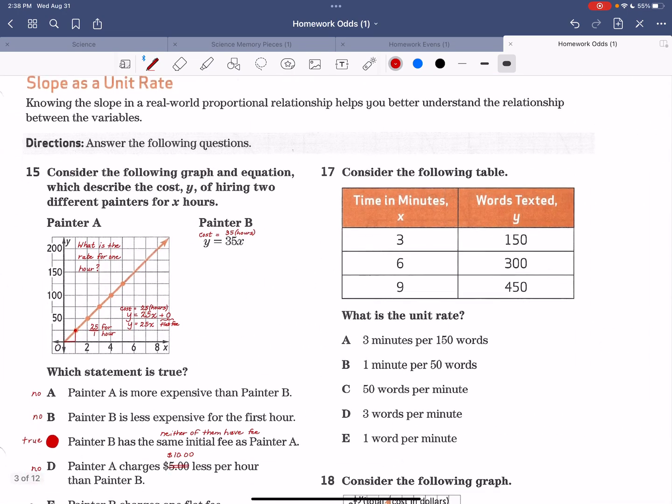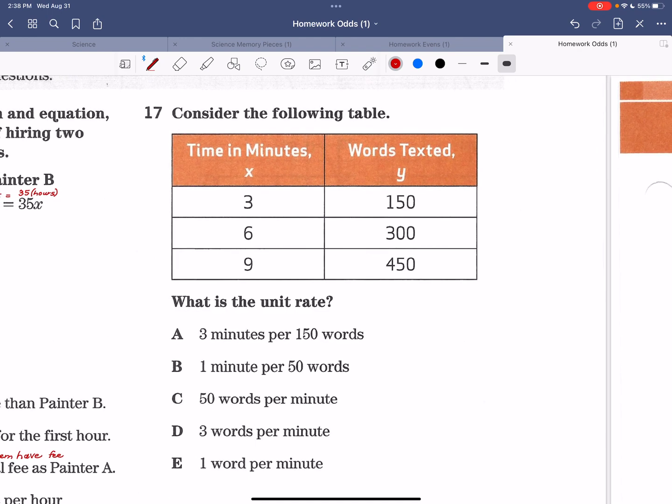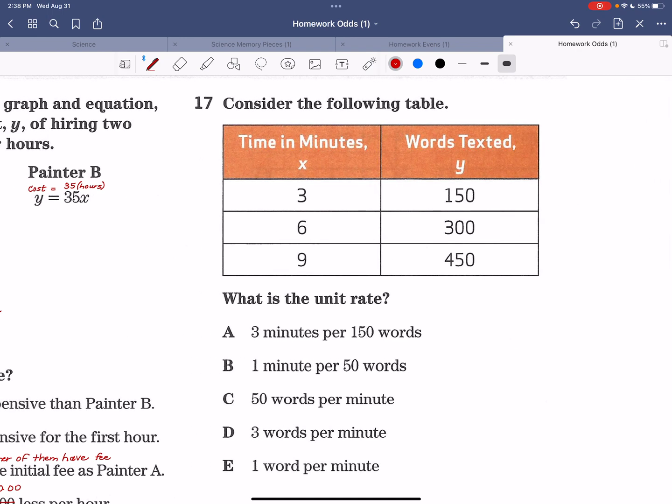Okay, number 17. Consider the following table where we have time in minutes. That's the independent variable. So if you sketch this graph, you're going to have time in minutes. And depending on how many minutes you type, you will have some words texted. Okay, so we need to know the unit rate. Now you can find that. You can make it a lot harder than it is, or you can find it pretty easily right here.